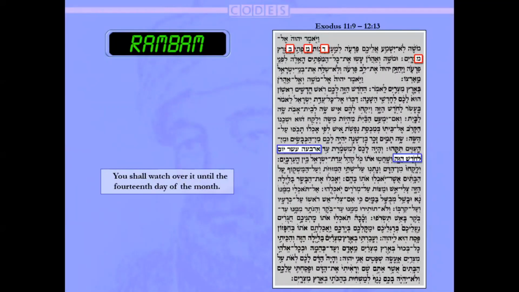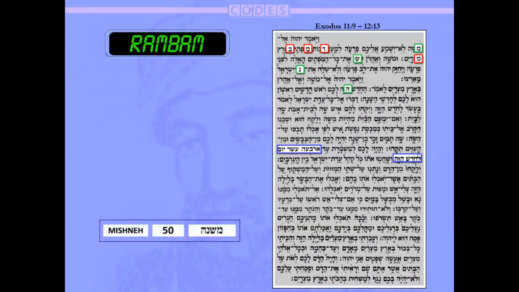Let's begin with the letter Mem from Moshe, and we're going to skip the Kabbalistically significant number of 49 and look at that 50th letter. We skip 49 letters, we come up, the next letter is a shin. Skip 49 letters, the next one is a nun. Skip 49 letters again, and the next letter is a hey. And it spells the word Mishnah, the first name of the book written by Rambam.